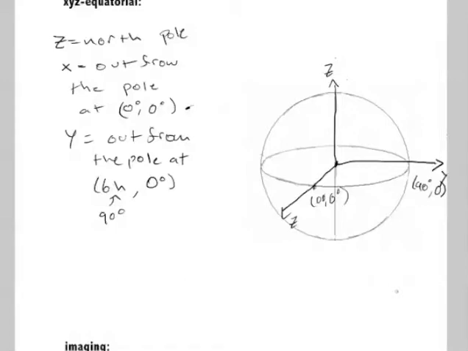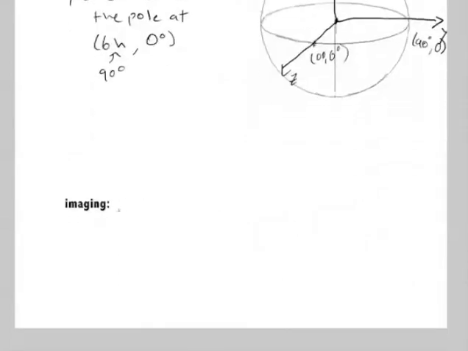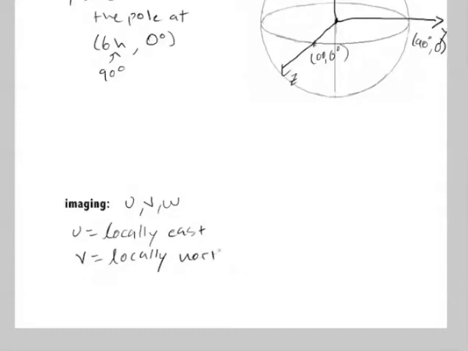Next, I'll consider the imaging coordinates. These are usually denoted by U, V, and W, and they're used by radio astronomers to make an image of the sky. They are discussed further in the interferometry lectures. However, here I will just state what they are. U is locally east of the observer. V is locally north. And W is toward the source.